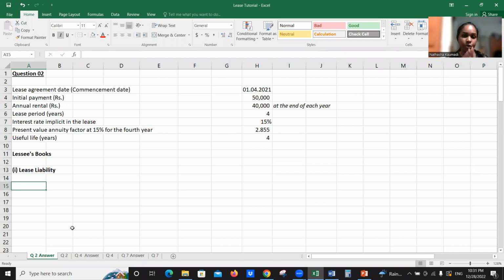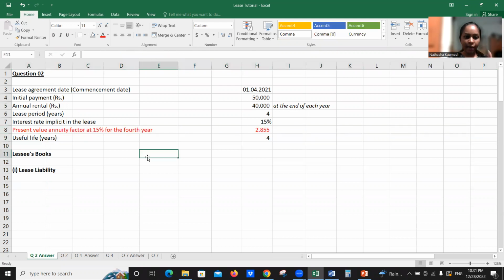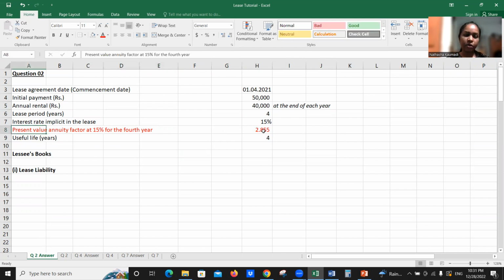So how to take this? Now there are 2 ways. In this question, if you can read this, the present value annuity factor at 15%, that is the rate we are using, the implicit interest rate, for the 4th year is 2.855. This is also given, an annuity factor has been given to us. So if the annuity factor is not given, how do we do it? You need to learn that too. How do we find the present value if the annuity factor is not given?